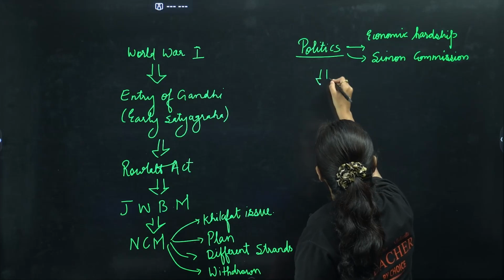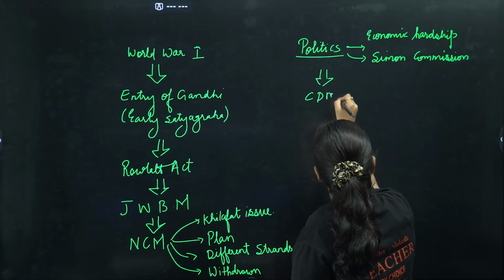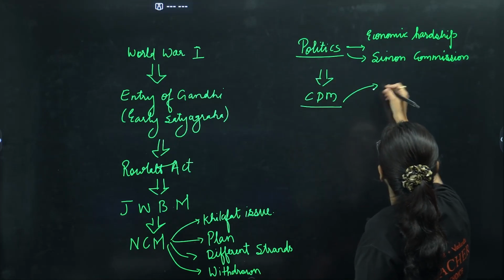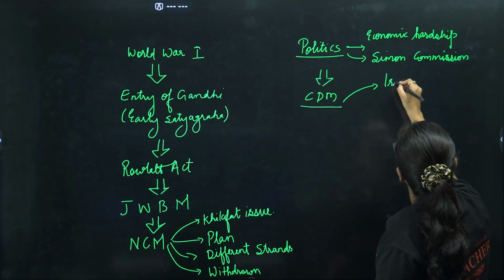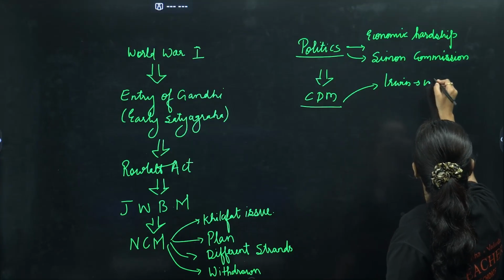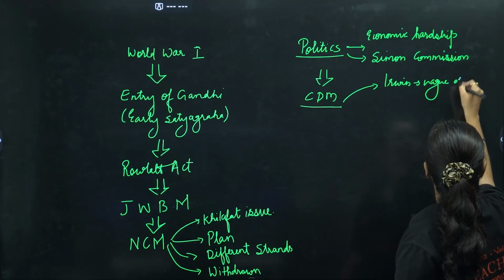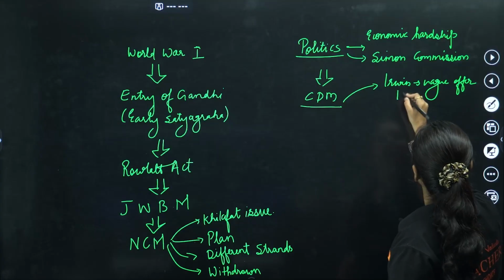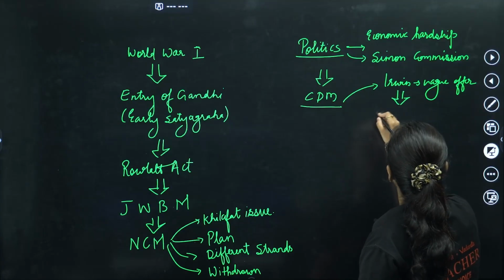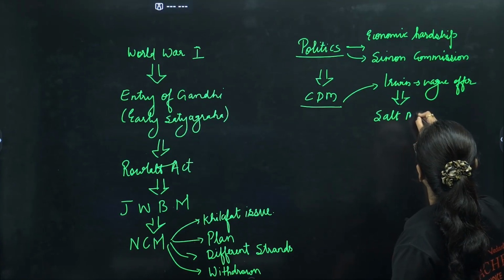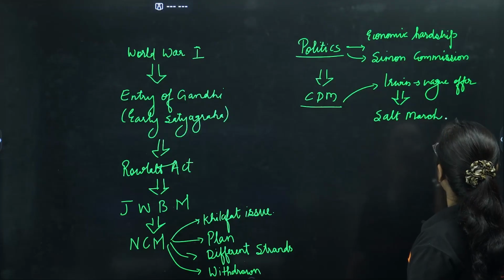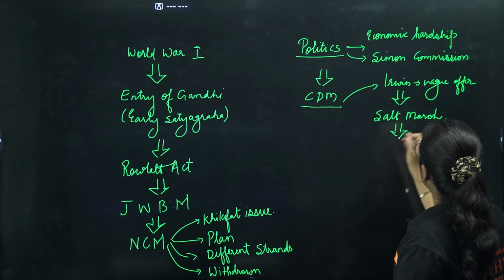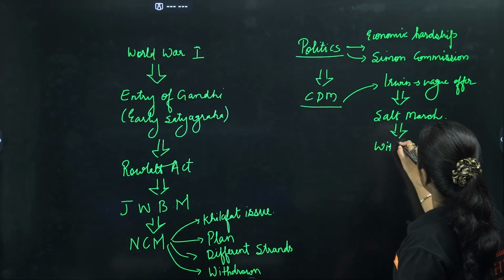Then we moved towards the civil disobedience movement, in which we have seen that Irwin presented a vague offer. A letter was sent by Gandhiji. After this, the Salt March was started by Gandhiji, right? And then the movement was withdrawn.